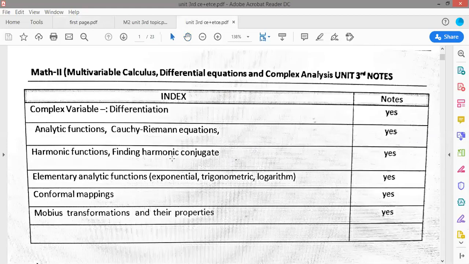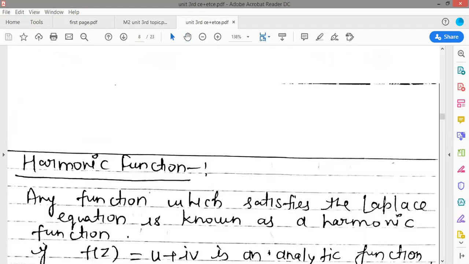Today, I will discuss with you harmonic function, finding harmonic conjugate, elementary analytic functions, and exponential. These are four topics, so I will discuss these topics with you. So the first one is: what is a harmonic function?